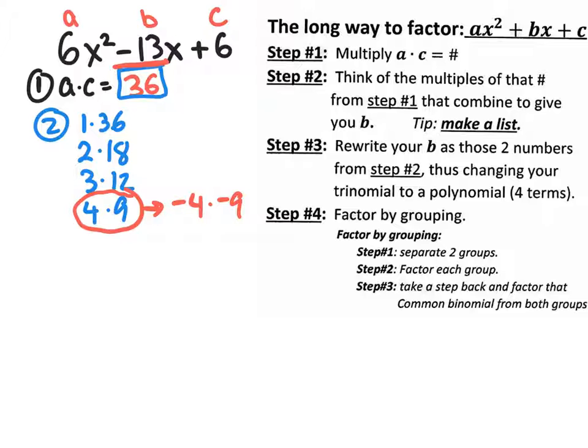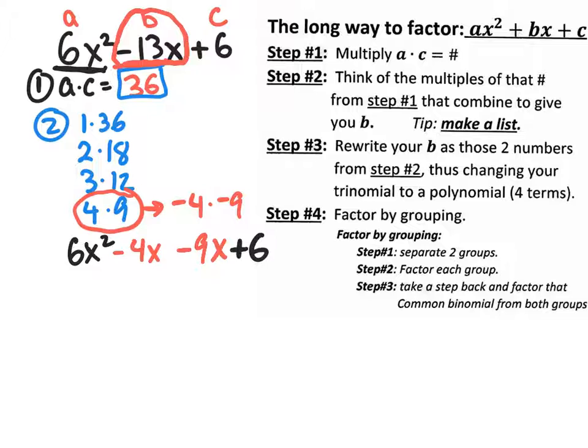So I'm going to rewrite my first term, 6x squared, down here. Now the b value, that was negative 13x, this guy right here, I want to change that to a negative 4x minus 9x, because negative 4x minus 9x is really negative 13x anyway. And the plus 6 at the very end, I'm just going to bring it down. So we have converted a trinomial to a polynomial. We converted those 3 original terms to 4 terms now. Why would we want to do that? So we could do step 4, which is factoring by grouping.